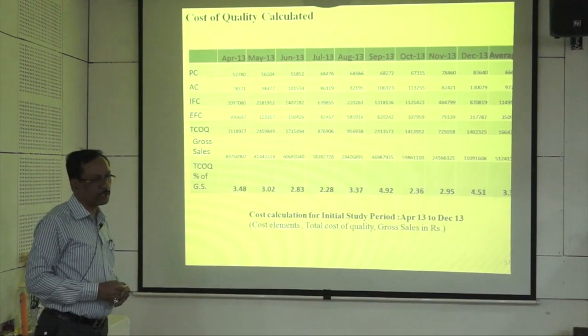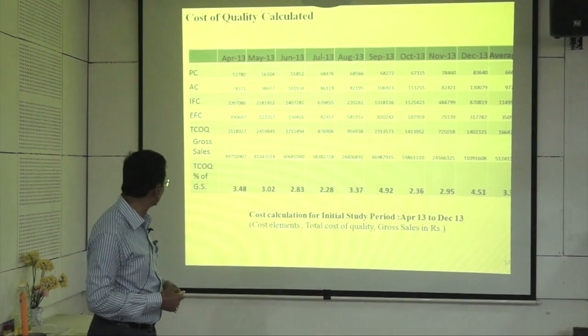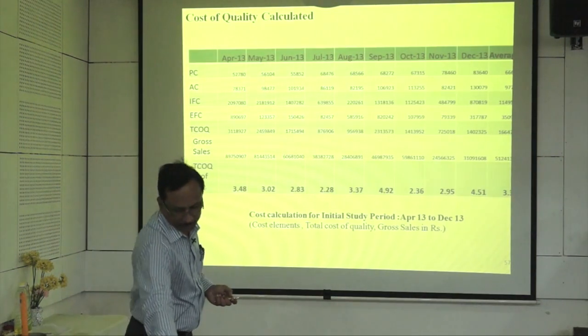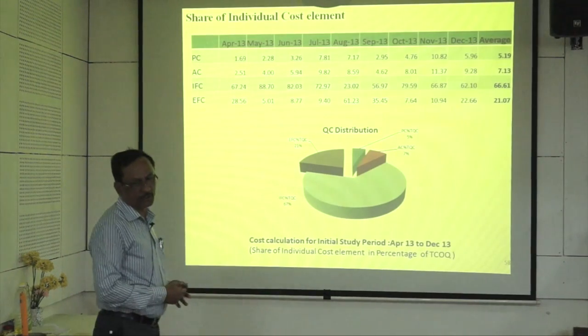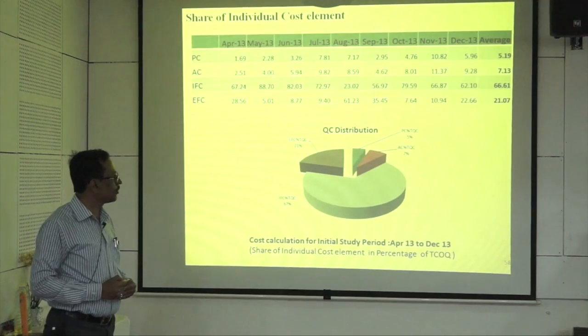So this was the calculation for the initial period, April to December. 9 months data is there, and these are the cost of quality values. And this was the distribution. Here prevention cost is 5%.